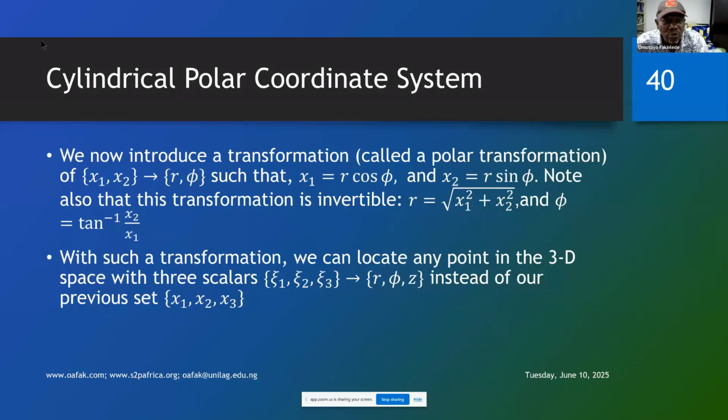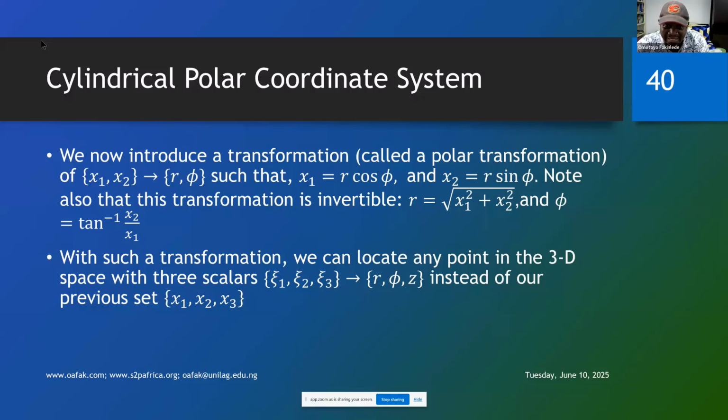Let us move to the cylindrical polar in two steps. We introduce a transformation called the polar transformation. It's something you already know, such that x1, which is our x-axis, is simply r cos phi, and x2 is simply r sin phi. Note also that this transformation is invertible.